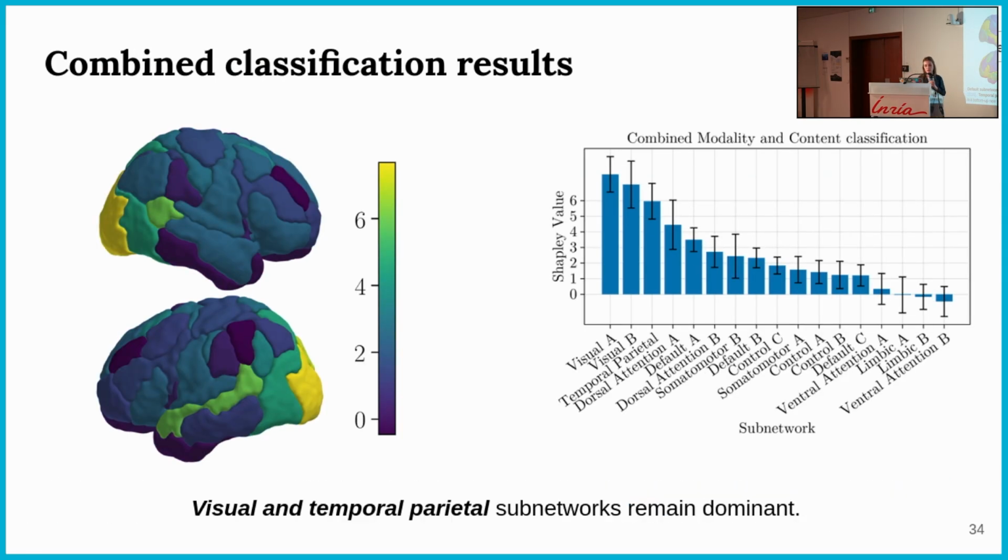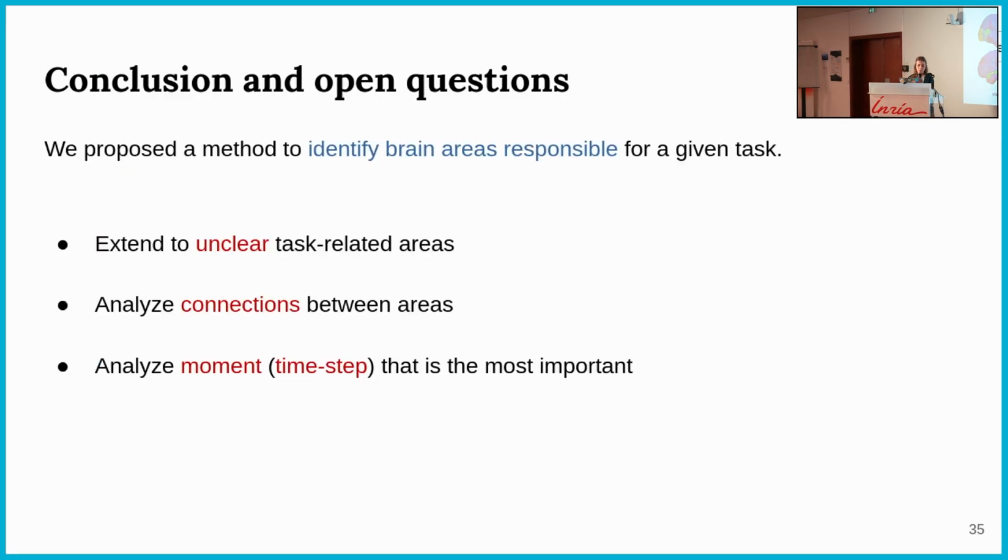And then we have the combined classification result. So in this case, we are classifying both the content and the modality. So we are saying it's a movie related to an airport situation. And so the results are consistent with the one I just showed you before, because both the visual and the temporal parietal subnetwork are the most important part of the brain for this task.